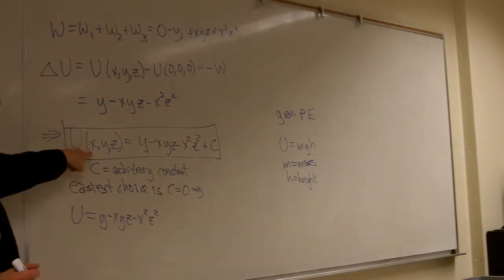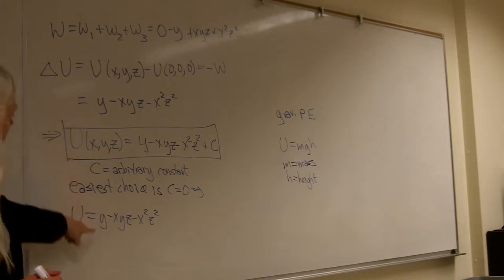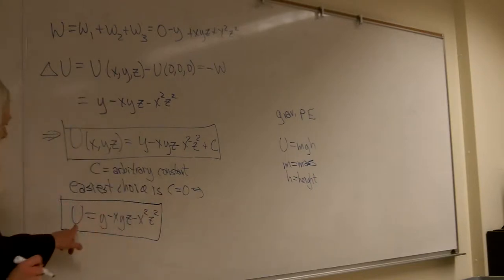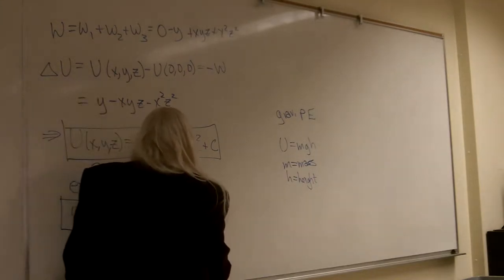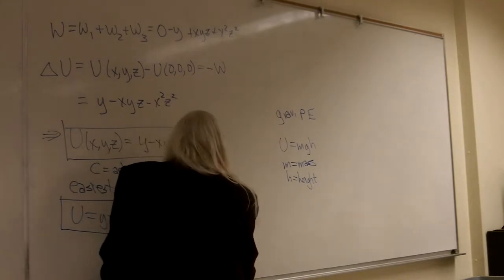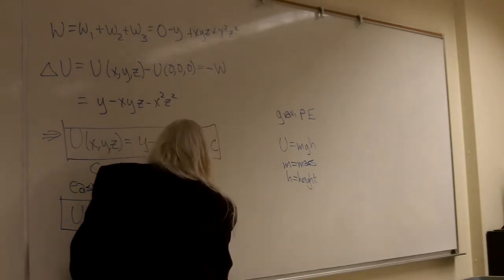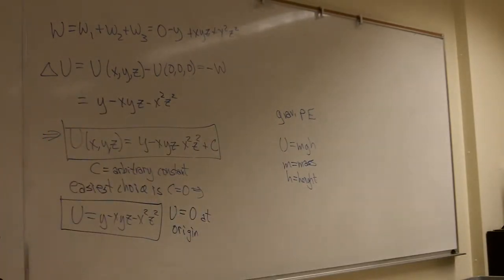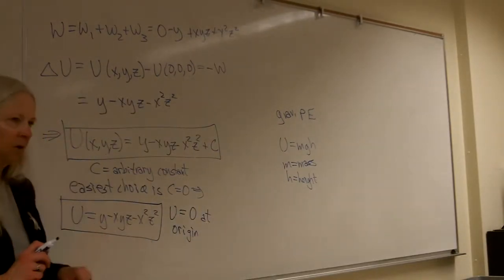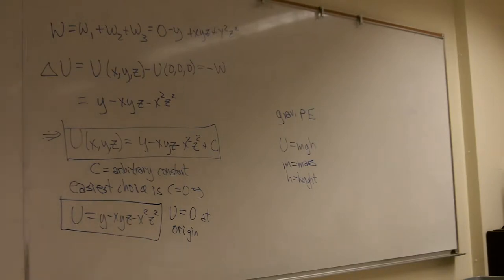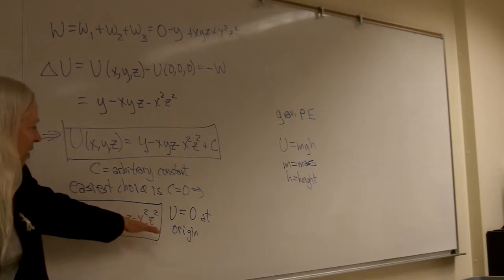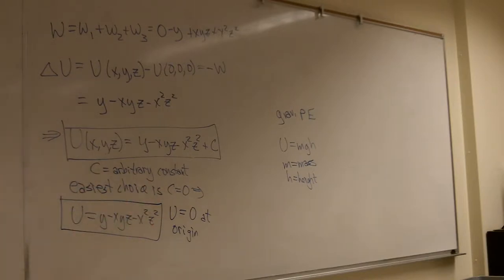So for this case, in this example, clearly if we pick that this constant is zero, then we are saying that this potential energy is equal to zero at the origin, right? At the point x equals zero, y equals zero, z equals zero. That clearly will make this function equal to zero. So by choosing this constant equal to zero, we're deciding to make the potential energy zero at the origin as opposed to at some other point, okay?